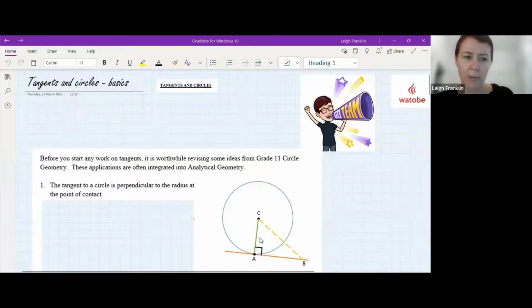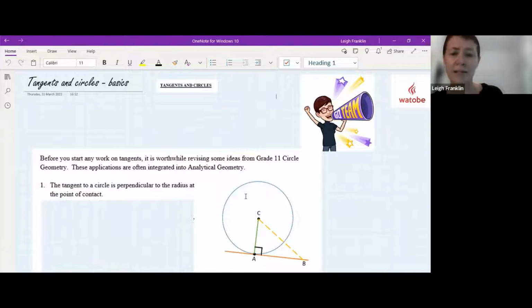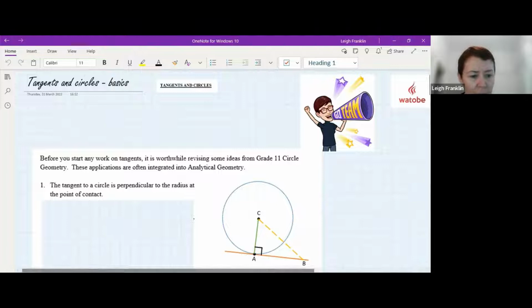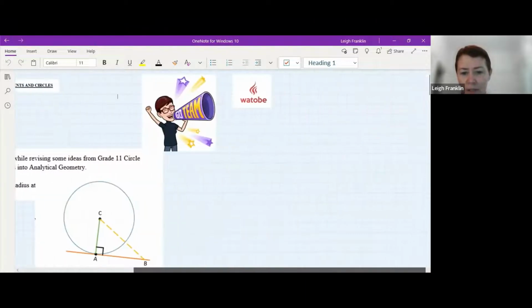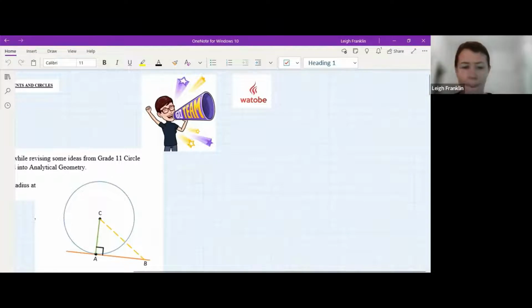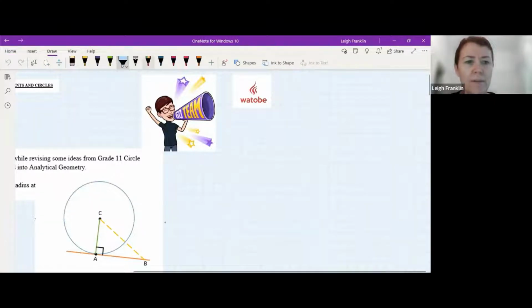Together, we were talking about points and circles, and I started talking about lines and circles. And if you recall, one of the things that we had discussed is what happens when a line touches a circle in one place only. All right, and then when that happens, what do we call the line? It's a tangent, absolutely.